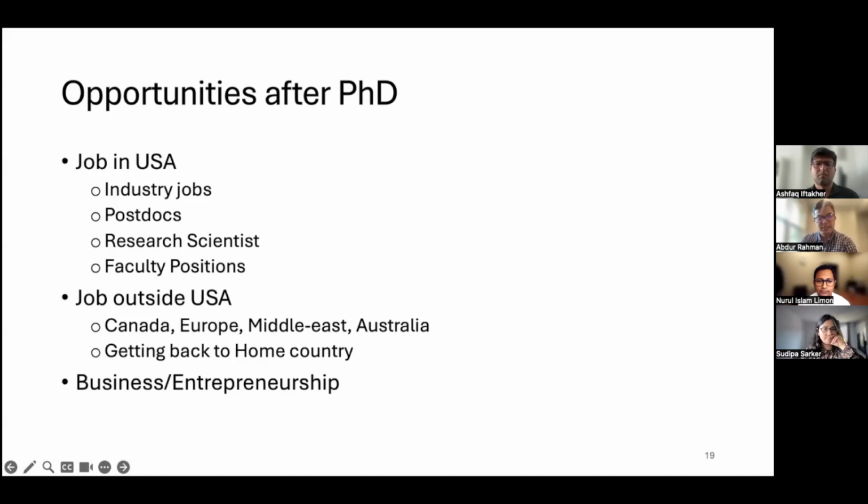And what are these jobs? Jobs in the US could be of a couple of types. Initially, we can start with industry jobs. It could be postdoctoral, research scientist, and faculty positions. Outside of the US, we can also look into opportunities in Canada, Europe, UAE, and Australia. There's also always the option of going back to the home country. And if you already have permanent residency, then you can also do business. Without permanent residency, there is no option to start a business in the US.